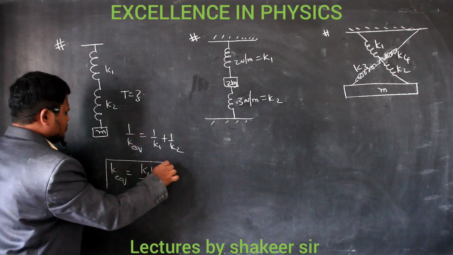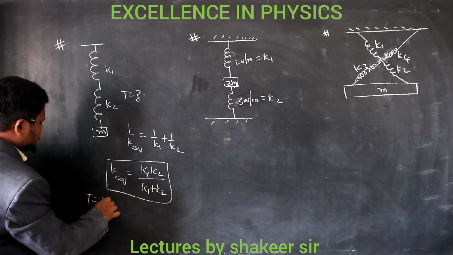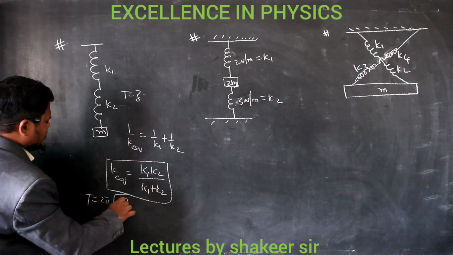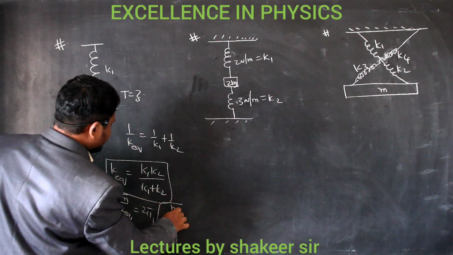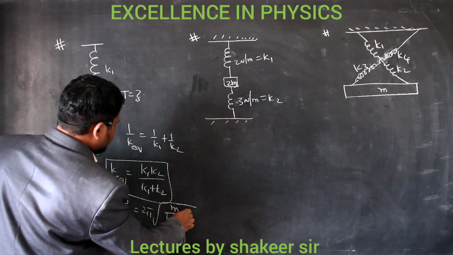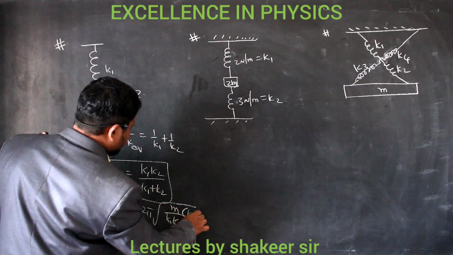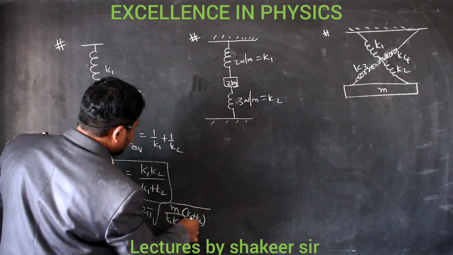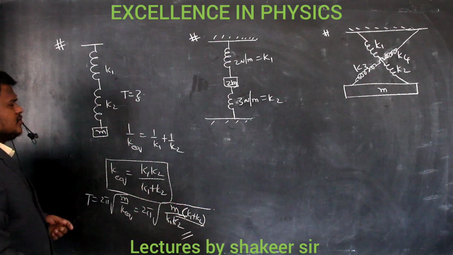So what is the total time period for this combination? Time period is equal to 2 pi root M by K equivalent. So 2 pi root M by K equivalent is how much? The K1 K2 goes to the numerator, so it is M into K1 plus K2 divided by K1 K2. This will be our answer for the first one.